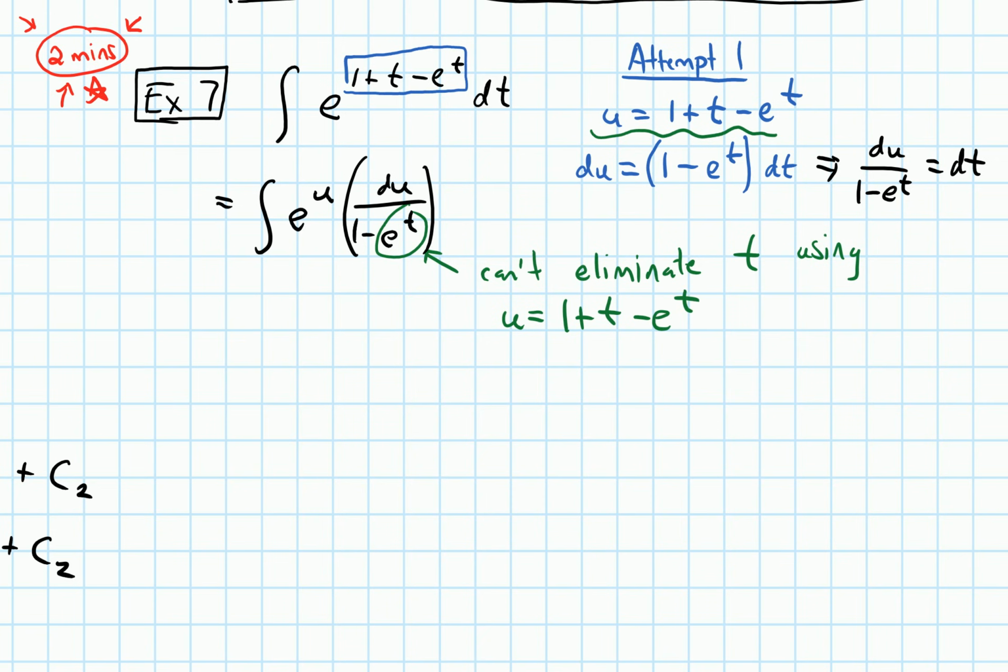Why? Why does that not work? Well, if I try to get e to the t by itself, e to the t would be 1 plus t minus u if I just rearrange some of the terms. But I still have a t over here, and that's no good. I don't want to have t's in the thing that I end up plugging in. So I'm going to put a sad face here.